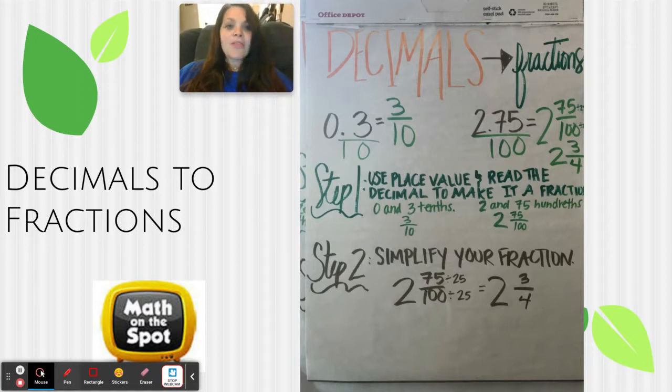The I can statement for today is: I can convert decimals to fractions by using my place value skills. This is really an easy skill if you know how to read decimals using place value like we've been practicing in class lately. So we're going to start with our two examples.